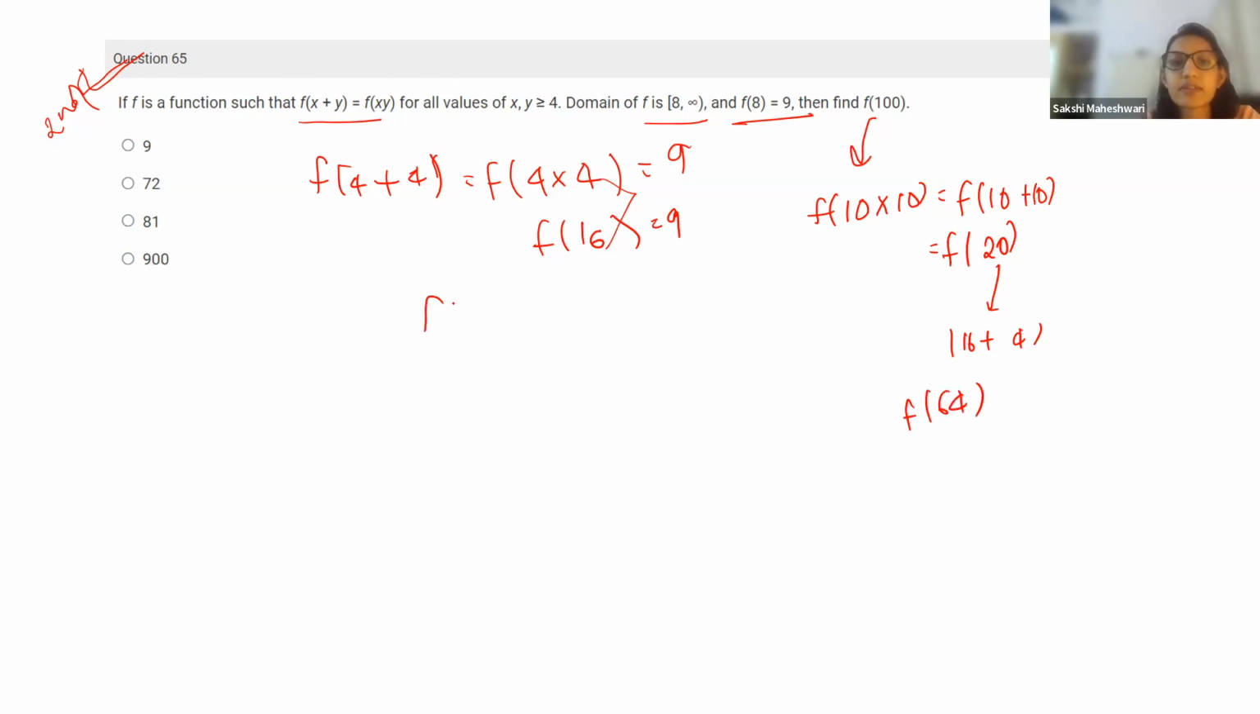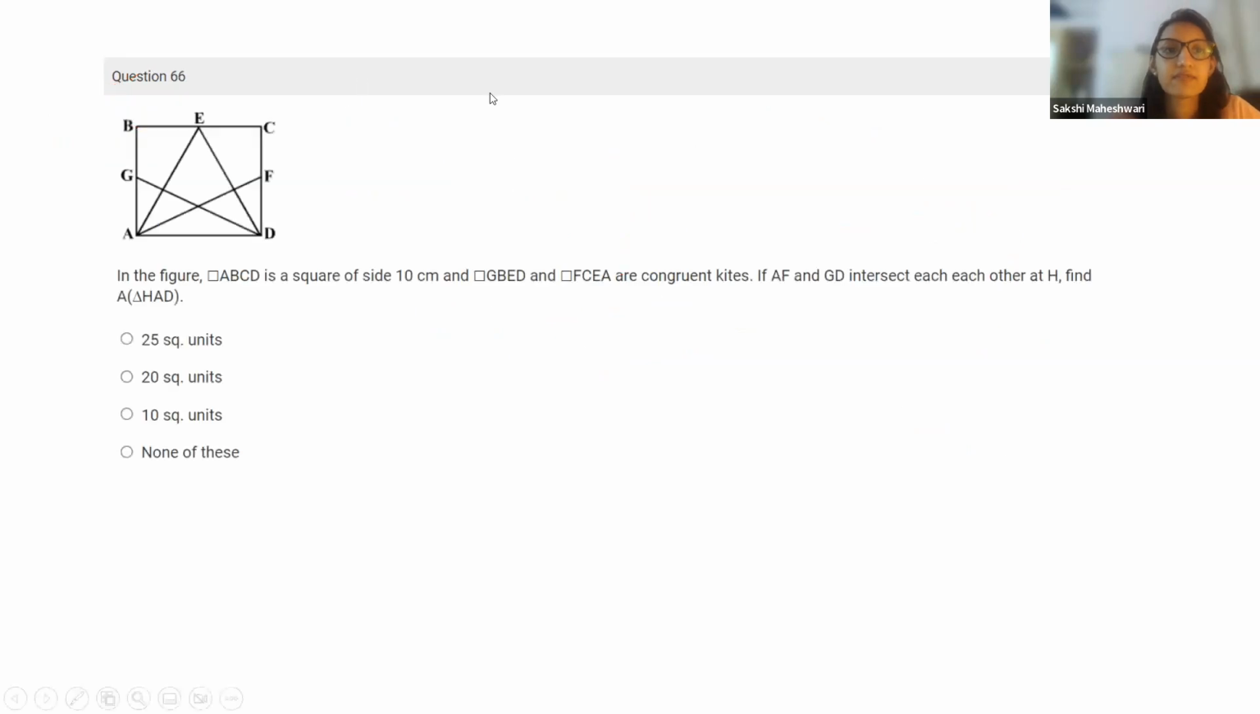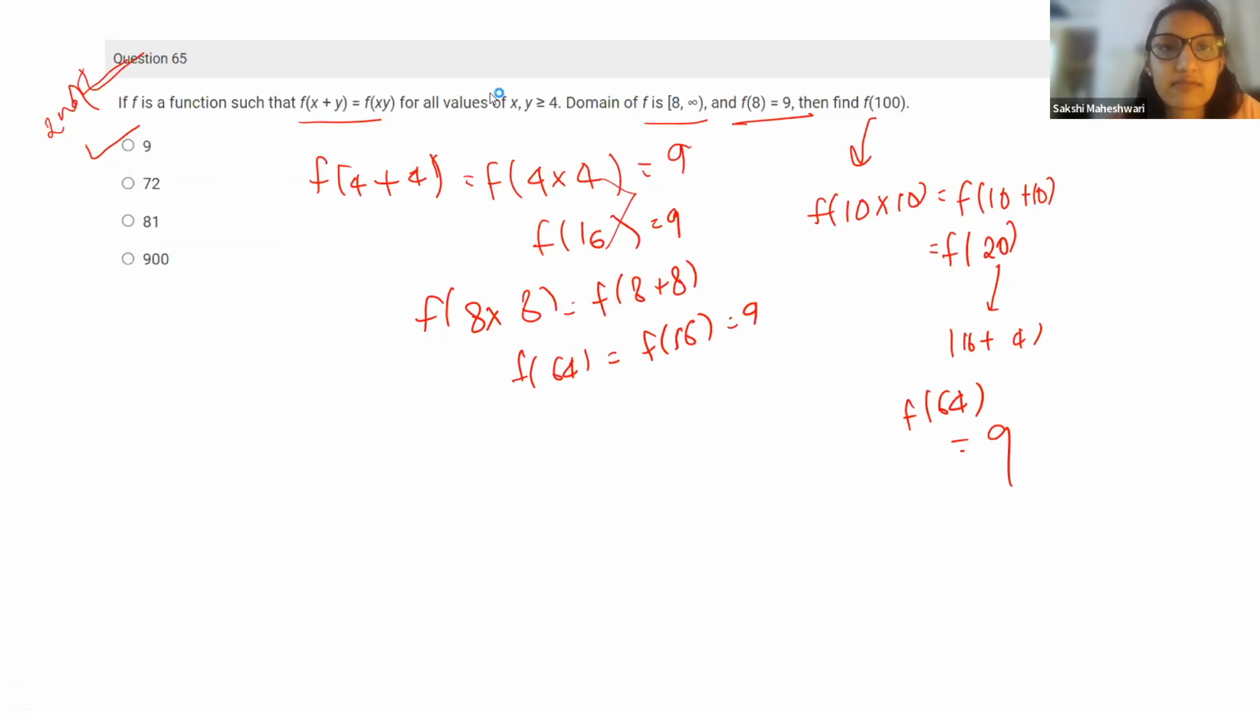So f of 64 you can calculate since you have f of 8 equal to f of 8 plus 8. So f of 64 will be f of 16, that is 9, and this gives you 9 here. See? Simple. But thinking this and imagining this can take time. Like it seems simple, but it can take time. So just don't take it in the first round, or even if you take it, just don't waste more than 2 minutes.